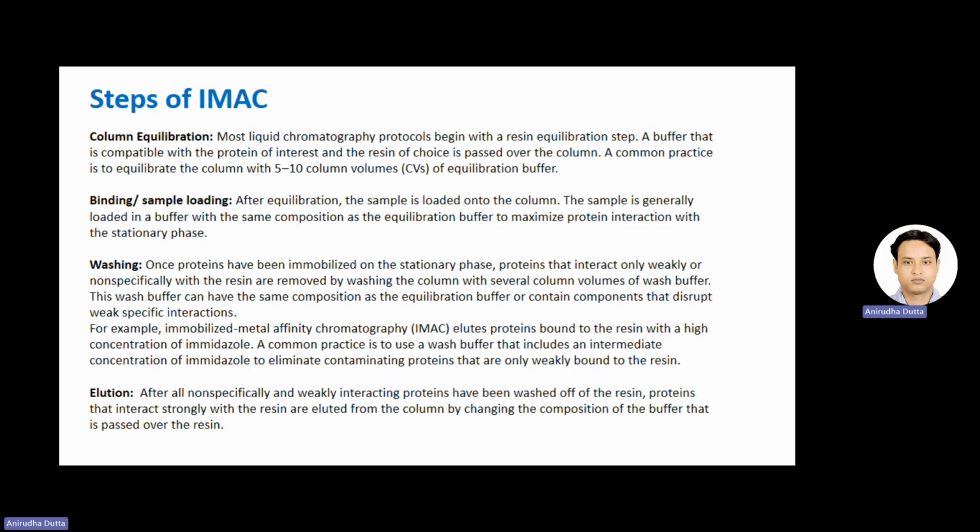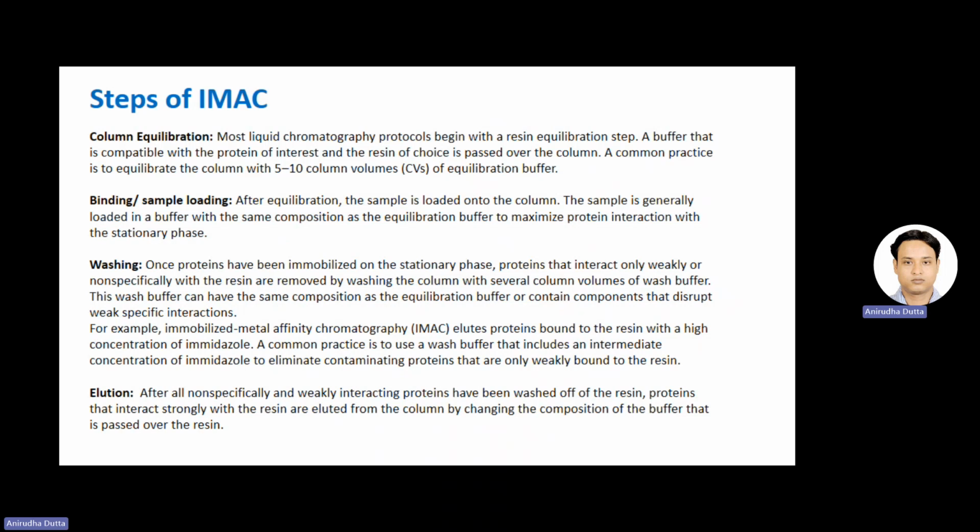What does equilibration mean? Equilibration means we have to bring the column into a particular buffer. The composition of the buffer would be exactly the same as that in which the protein is right now. So when we apply the protein to the matrix, the protein doesn't get any change, any ionic shock or pH shock or anything else. That's why we have to equilibrate the column with the same buffer in which we are going to apply the protein, so that the protein doesn't face any change in environment.